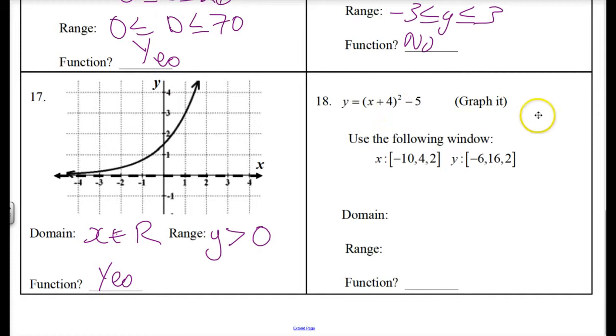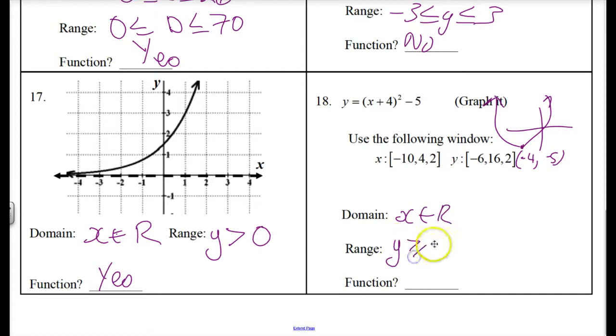If you graph this, it's going to look something like this, only not as bad as that. And it's got that point there. So the domain of this is that x belongs to the reals. The range is y is greater than or equal to -5. And yes, this is a function.